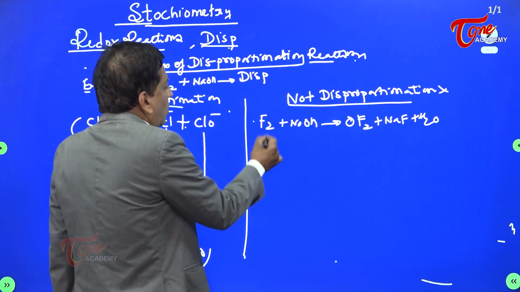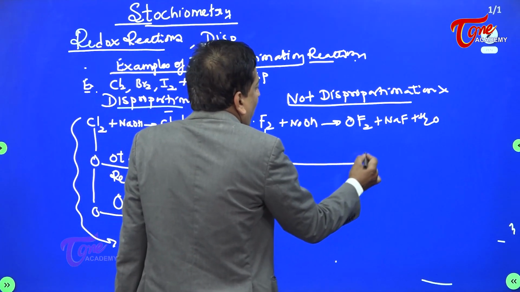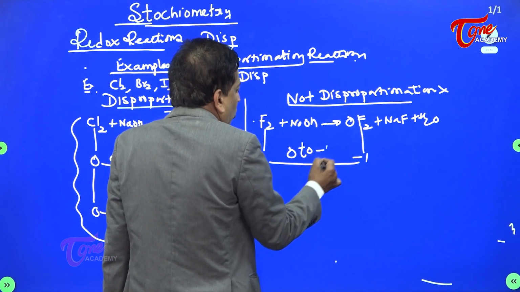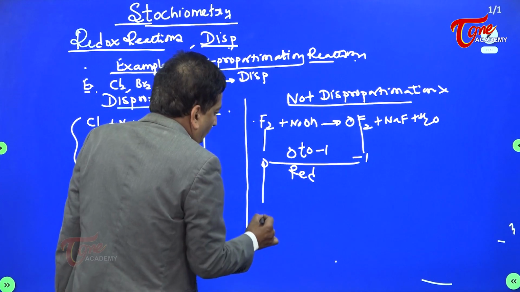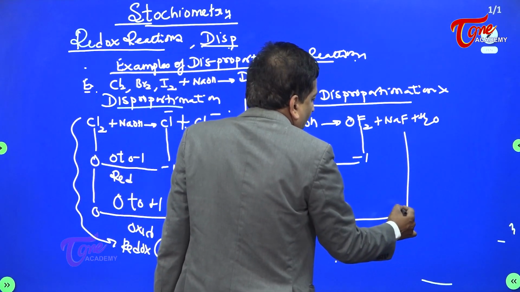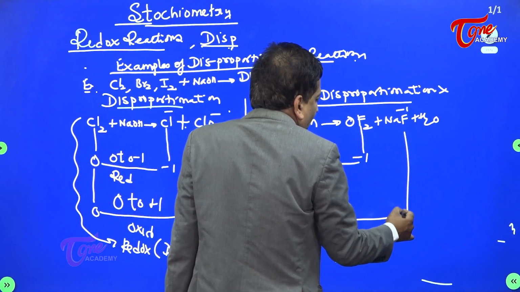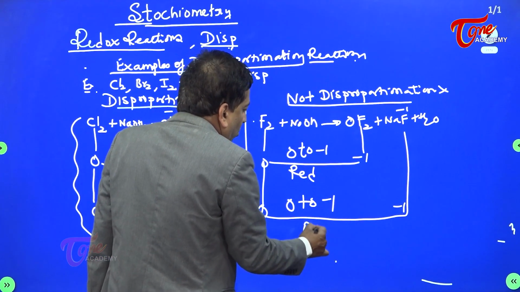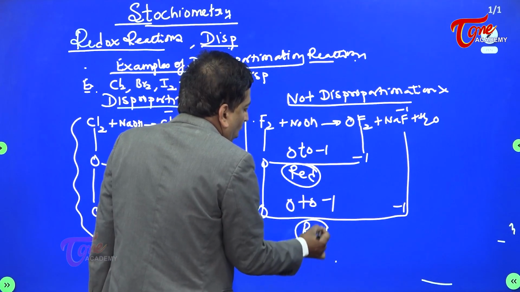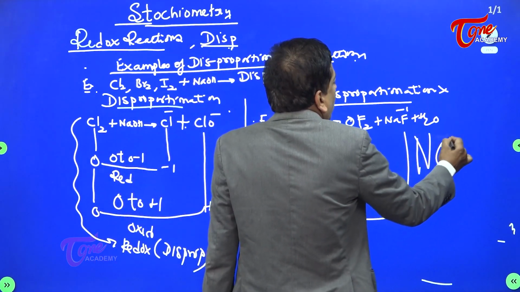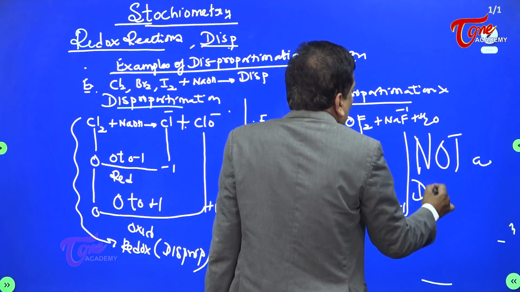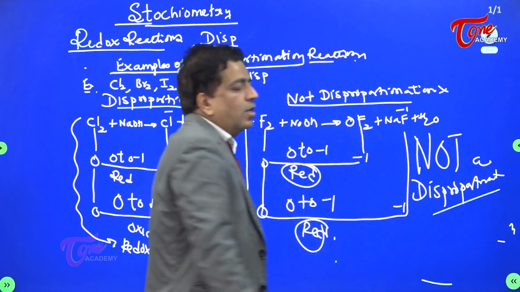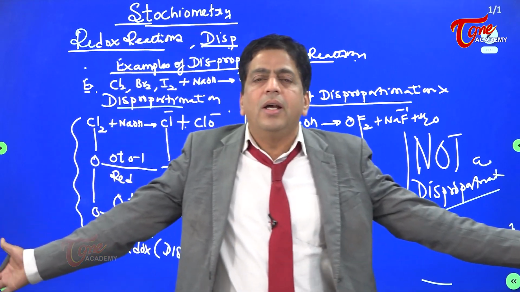Whereas in this case it is 0 and this is minus 1. So it is 0 to what? Minus 1, that is reduction. The same 0 here is again minus 1, right? This is minus 1. Same 0. So 0 to minus 1, both are reductions. This is reduction, this is reduction. So this is absolutely not a disproportionation. You must understand. That's absolutely not a disproportionation.